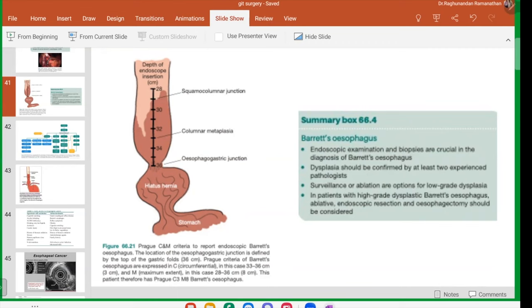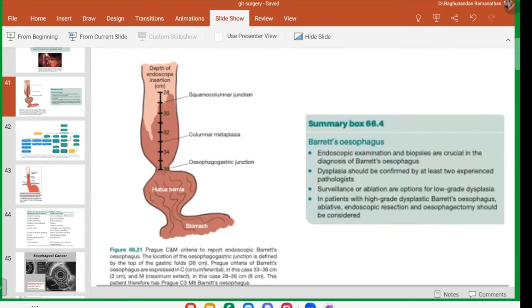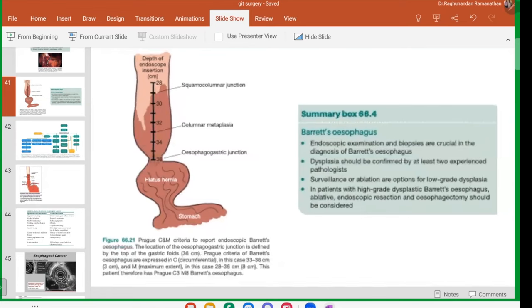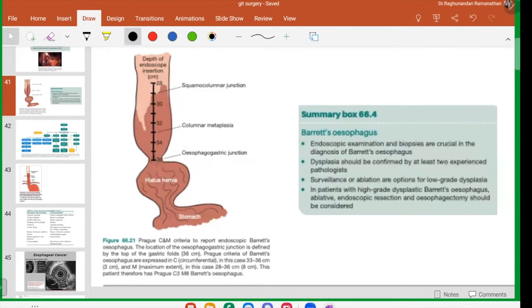So this is what we call the Prague CM criteria. The location of the esophagogastric junction is defined by the top of the gastric folds, at 36 cm. The Prague criteria of Barrett's esophagus are expressed in C, circumferential, in this case 33 to 36 cm. I'll just draw. From 33 to 36 cm there is going to be a circumferential lesion. Therefore, this patient has Prague C3 M8 Barrett's esophagus.